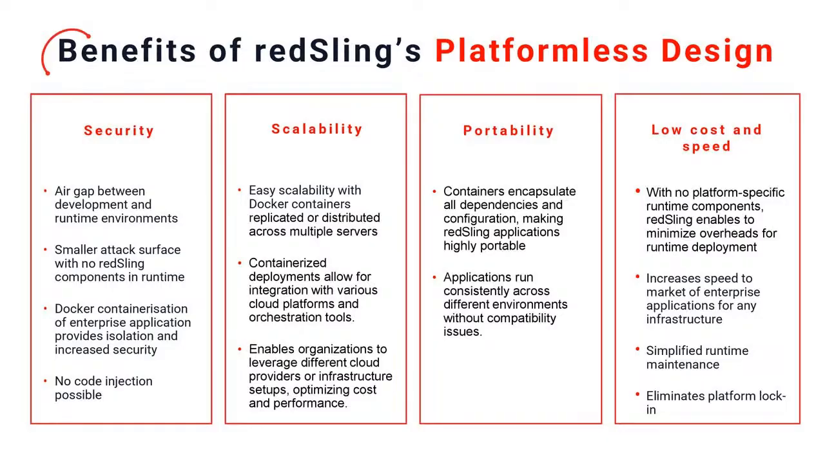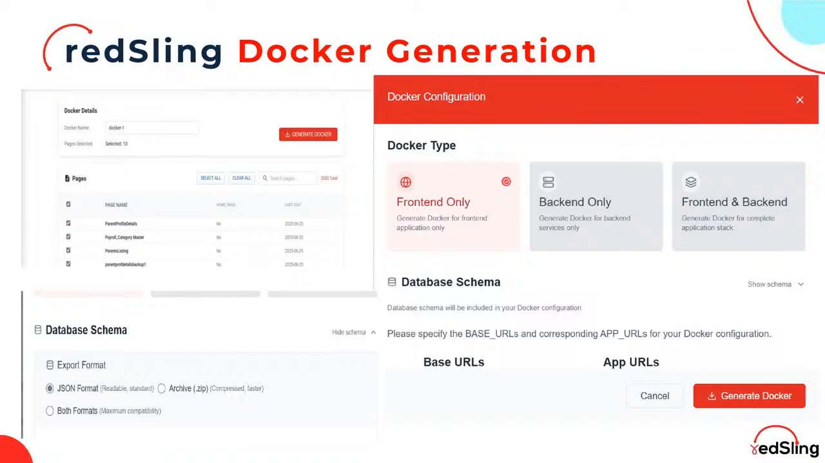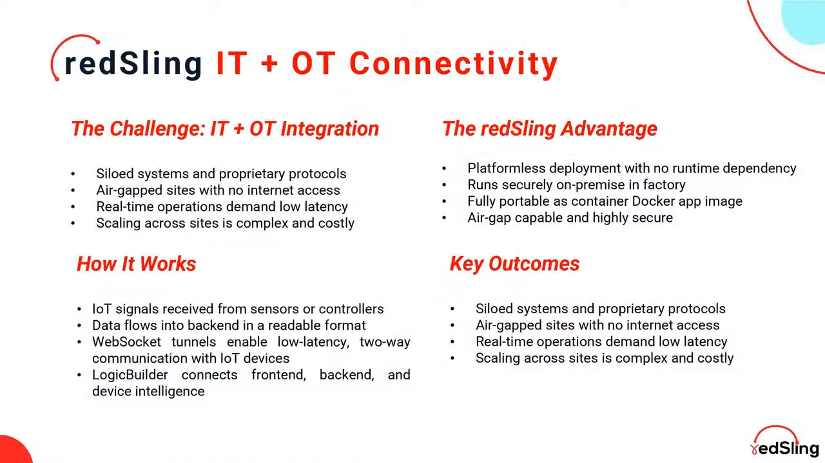And with Docker containers, your applications in Docker images, you're able to scale horizontally, vertically. You're able to port it to various different environments without any compatibility issues. And of course, there is no platform runtime to maintain, and this brings huge advantages as well. So there are huge benefits from moving to redSling's platformless architecture. And you can generate the container image, application image, with just one click, generate the Docker and deploy it on any infrastructure of your choosing.